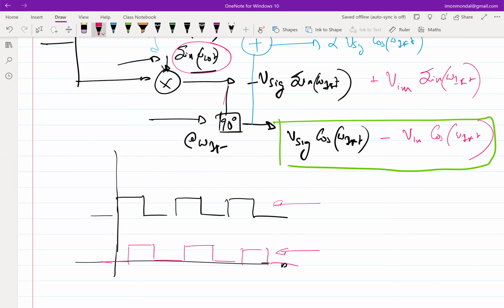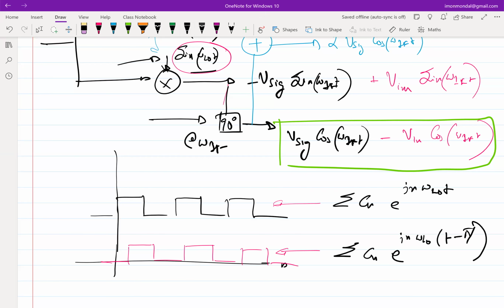Right? So why do I say that? Basically this is the summation of Cn e power j n omega LO t. So this will be Cn e power j n omega LO (t minus T_LO by 4). So you take T_LO by 4 out, and then you see for the fundamental, you get a 90 degree phase shift anyhow. Right?